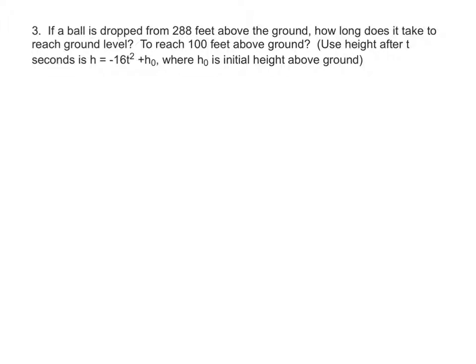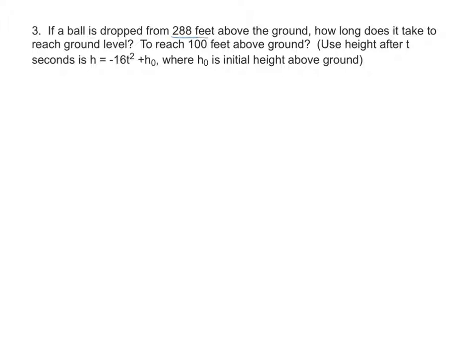Okay, in this last example, we have a ball that is dropped from 288 feet above the ground. How long does it take to reach ground level, or to reach 100 feet above ground? So in this case, we need to use this formula where the height after t seconds is h equals negative 16t squared plus h naught, where h naught is our initial height above ground. If you get a problem like this on a quiz or an exam, I will definitely give you the formula. You just need to use the formula. So this is one of the easier types of problems because you have the formula right there for you.